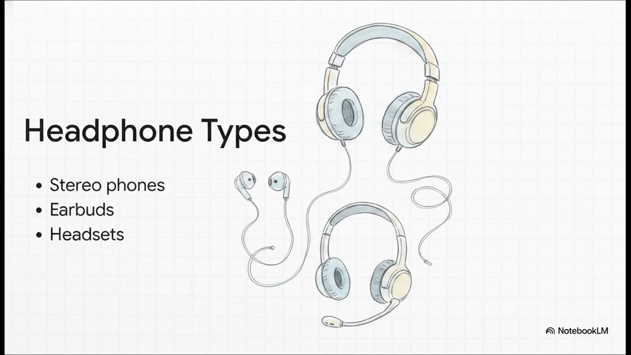And they come in a few variations to fit our lives. We have standard stereophones for private listening, highly portable earphones or earbuds that go right into the ear, and of course, headsets, which brilliantly combine the output of listening with the input of a microphone for two-way telephonic communication.